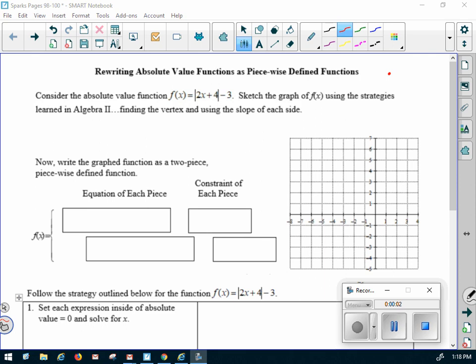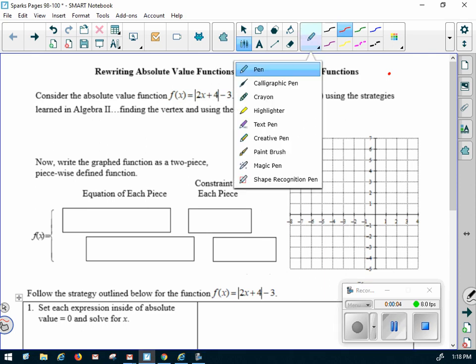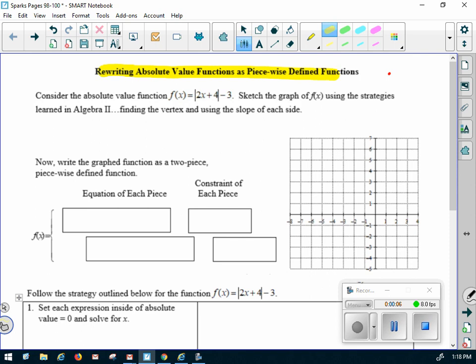Okay, I want you to notice the title of this lesson, Rewriting Absolute Value as Piecewise Functions. Now, this is something you have never done before, but the first part you're going to say, oh, this is really easy. The first thing we're going to look at is how to write that as a piecewise function. You're probably saying, well, wait a minute, that's its own function.